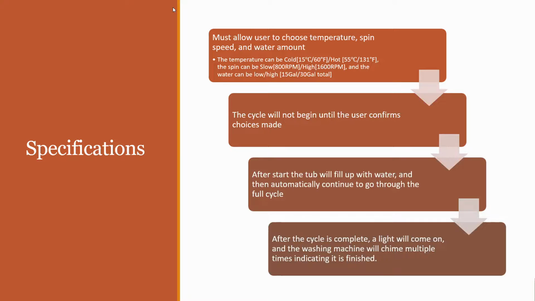Then after that, everything will be automated. It'll fill up with water, go through all the cycles: fill, wash, rinse, and then spin. And then after it's complete, a light will come on and a little chime will go off saying, "Hey, come pick up your clean clothes."